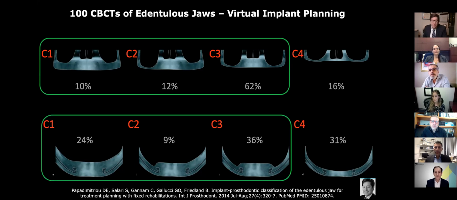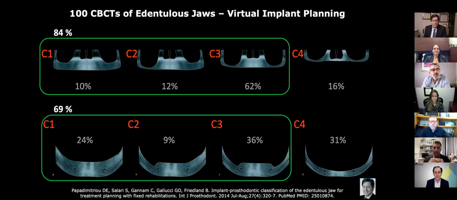Among the implant prosthetic determinants, the anatomy of the edentulous arch at the beginning of the treatment is one of the most important ones. In this study, we looked at the categorization of edentulous arches based on 100 cone beam CTs. And what we did here was to virtually plan implants for a rehabilitation up to the first molar.